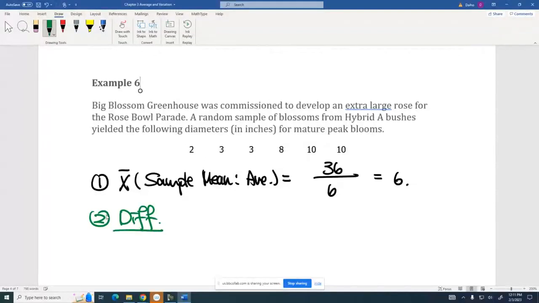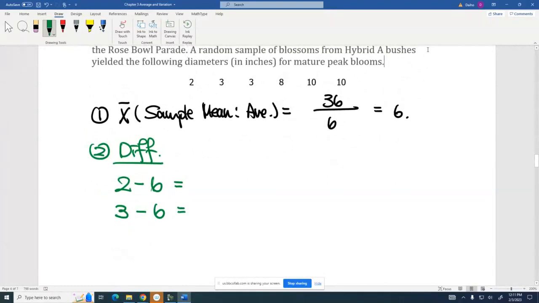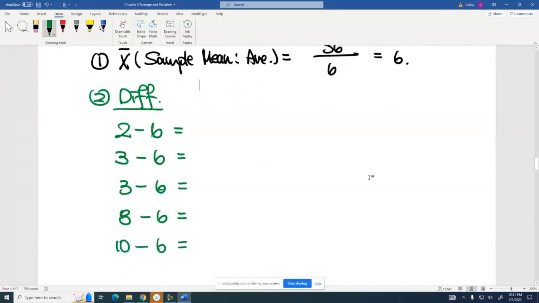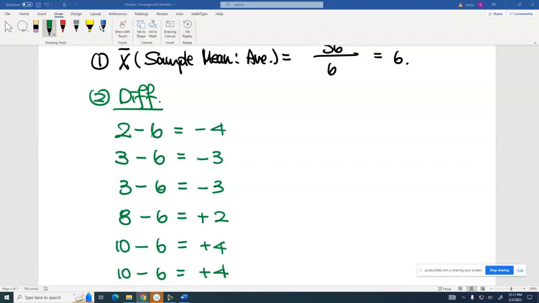We take the differences. 2 minus the mean, 6. 3 minus the mean, 6. We had another 3 minus 6. Next, 8 minus 6. 10 minus 6. One more, 10 minus the mean, 6. So the differences will be negative 4, negative 3, negative 3, plus 2, plus 4, and 4. Second step, we take the differences from each value using the mean.